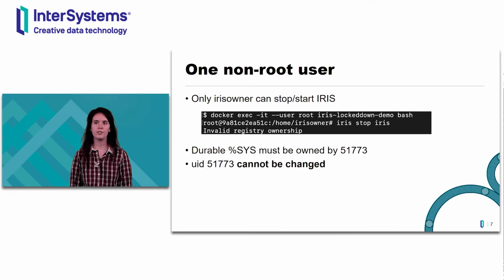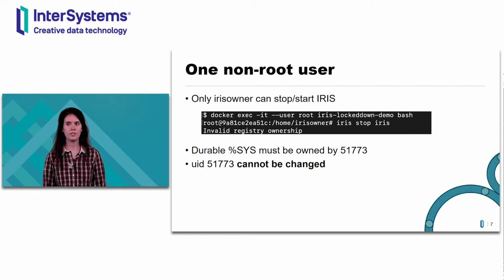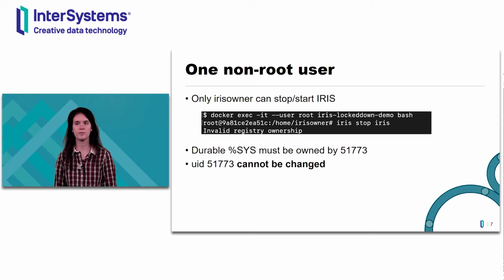This means that only IrisOwner can stop and start Iris. In the Iris container, root or IrisOwner could do that. But Iris Lockdown will give an invalid registry ownership error for the root user. The volume mounted for durable sys must be owned by 51773 because Iris can't write to it if it's owned by root. Root-owned volumes can be mounted for, like, the CPF merge file, for example, but not a volume that's written to by Iris. Also, volume ownership might be restricted to a certain user if you're using the FS group security context setting in Kubernetes.